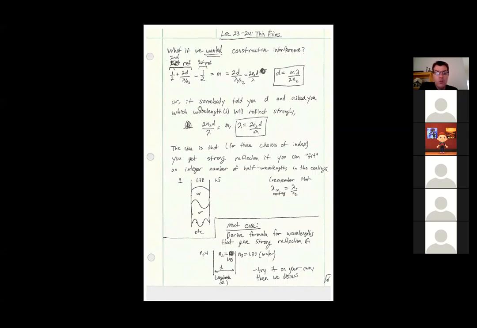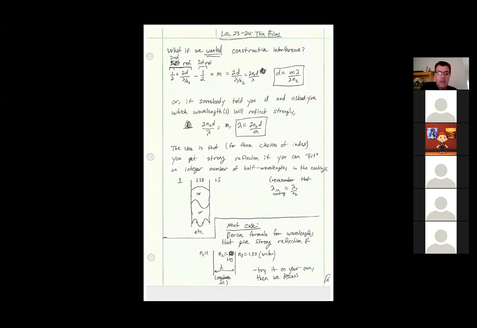Alternately, if someone told you what the thickness was and asked you to predict which wavelengths would reflect strongly, well, then we do this. So the basic idea is that you get strong reflection if you can fit an integer number of half wavelengths inside the coating. Any questions?